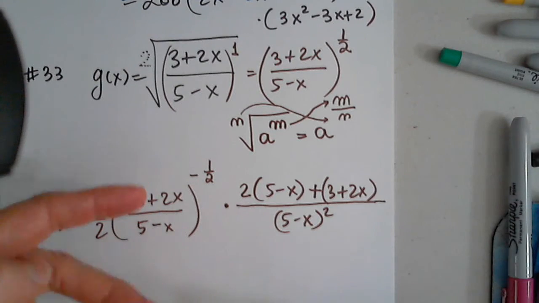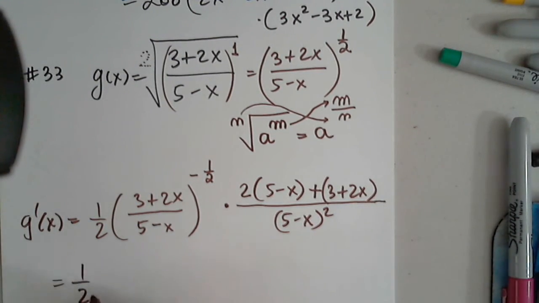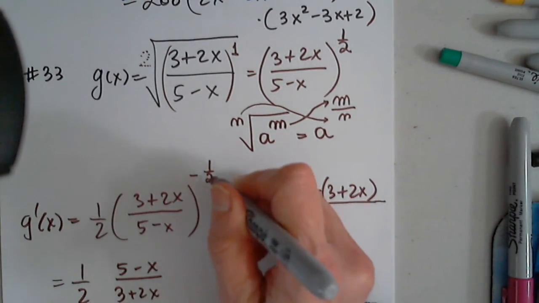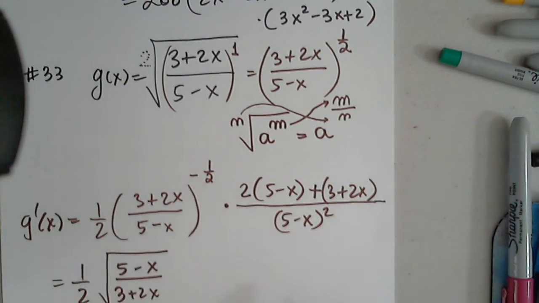I flip. So then I have 1/2. I flip into 5 minus x over 3 plus 2x. And now the power becomes positive, and I can put it back. Now here I have to perform the calculation. So this is times 5 minus x everything squared.